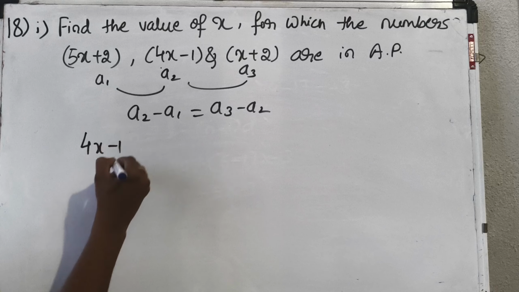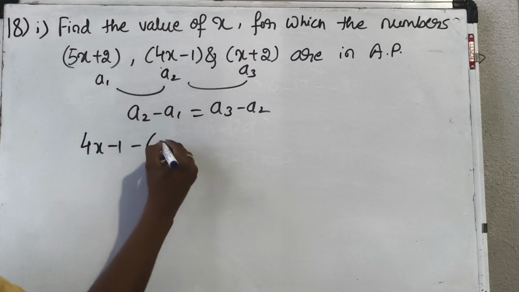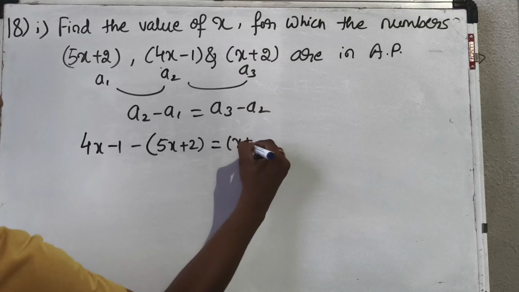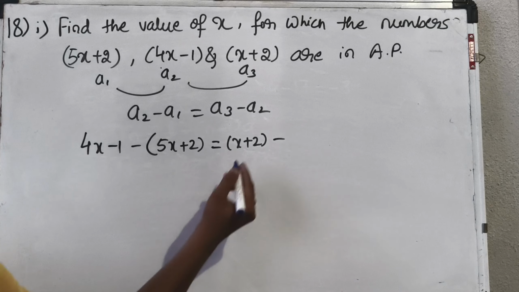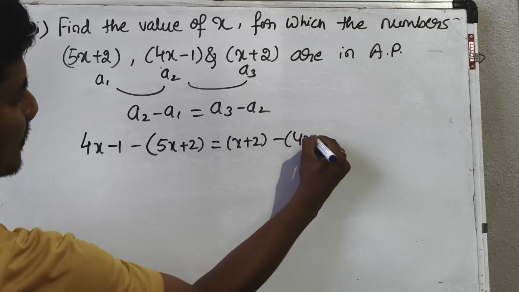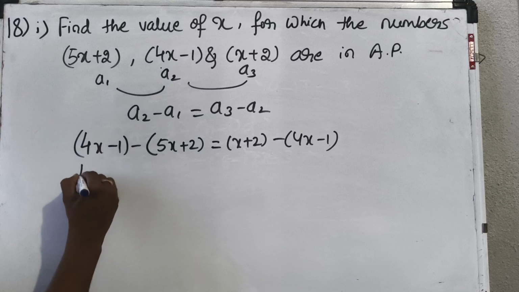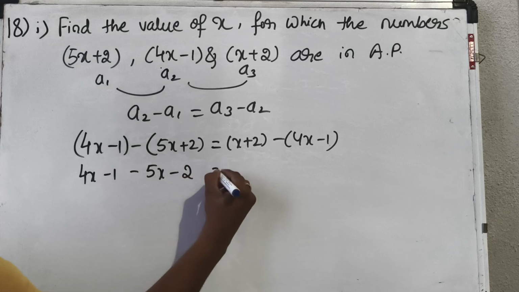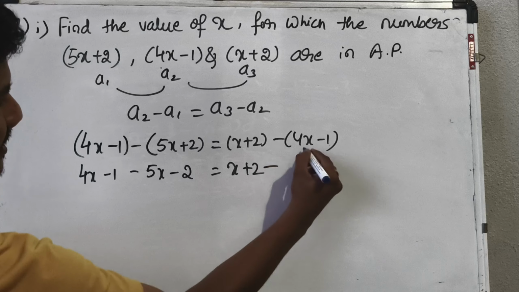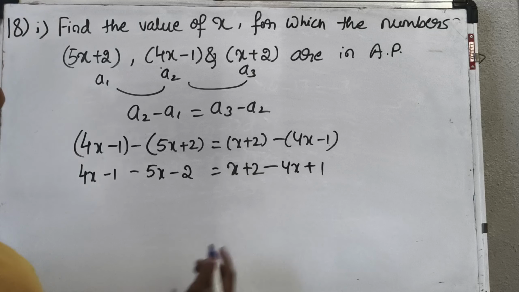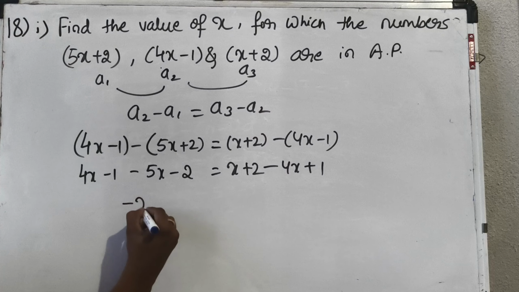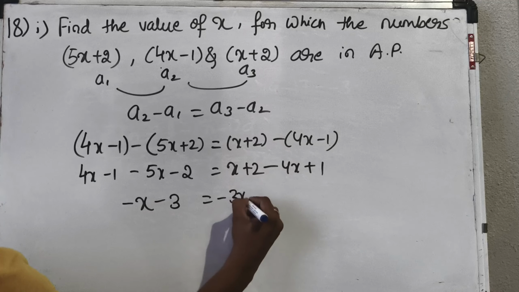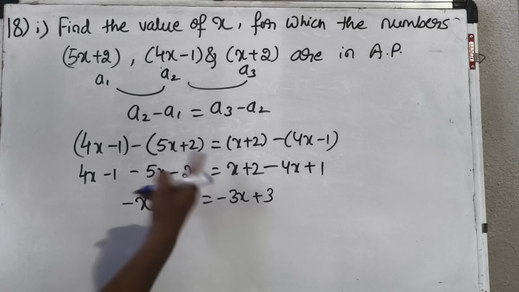Let's find out. 4x minus 1 minus the bracket 5x plus 2 is equal to A3, x plus 2, minus A2, 4x minus 1. Let us simplify this. 4x minus 1 minus 5x minus 2 is equal to x plus 2 minus 4x plus 1. 4x minus 5x is minus x, minus 1 minus 2 is minus 3, is equal to x minus 4x is minus 3x, 2 plus 1 is 3.